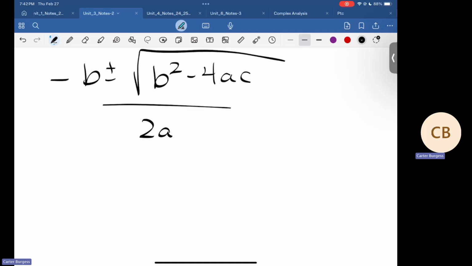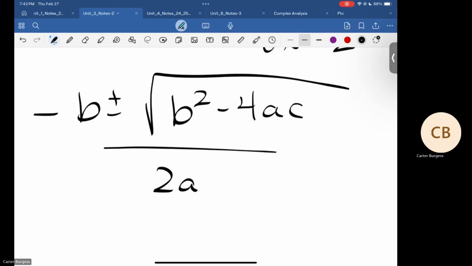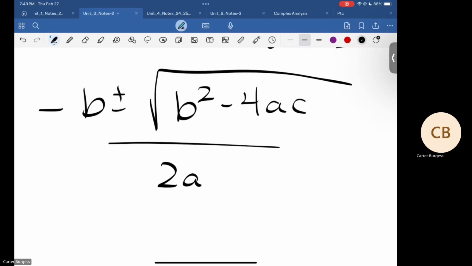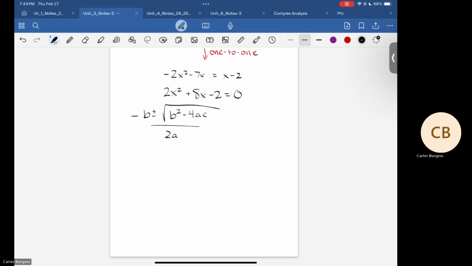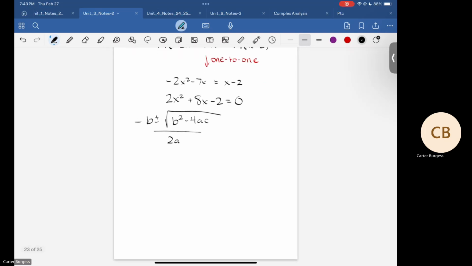All right, so if you don't know it yet, learn it now, because it ain't going away. This is going to be negative 8 plus or minus the square root of 8 squared minus 4 times a times c, all divided by 2 times a, which is negative 8 plus or minus the square root of 80 all over 4.